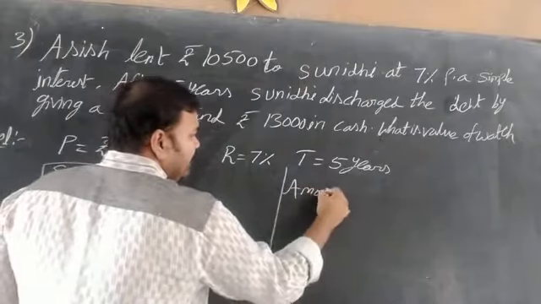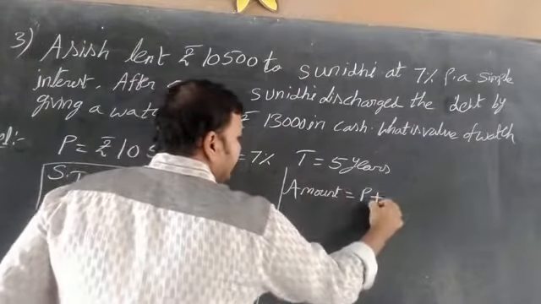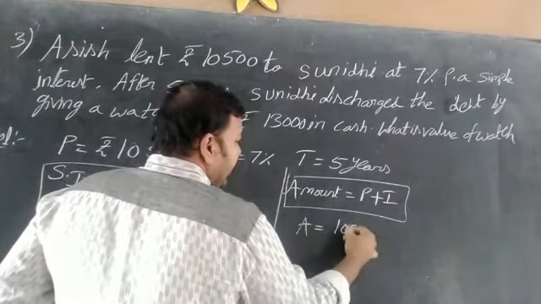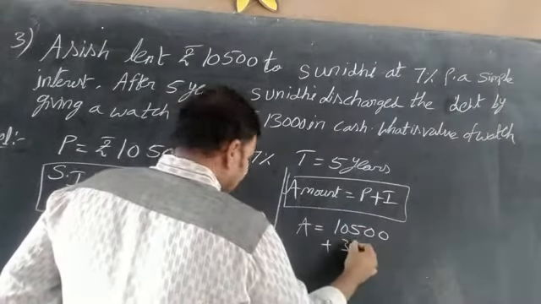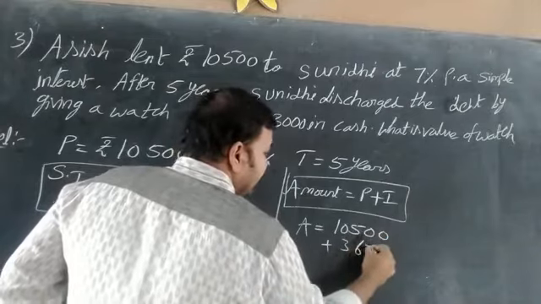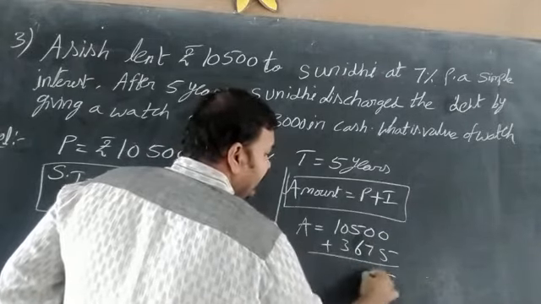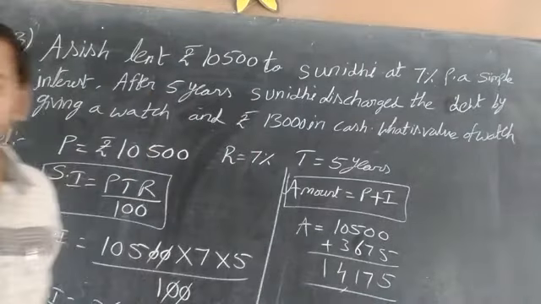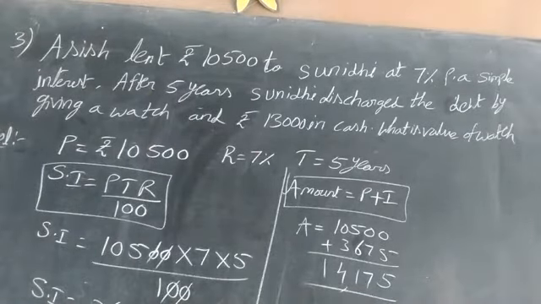Amount is equal to P plus I. Substituting in the formula, A is equal to 10,500 plus 3675. Addition is 14,175.